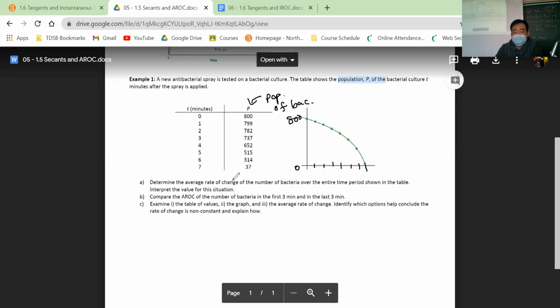Determine the average rate of change of the number of bacteria over the entire time period shown in the table below. The average rate of change, AROC, I want to know how quickly the population drops. That's another fancy way of saying, what's the slope? So over the entire time period means from 0 minutes to 7 minutes, what is my rate of change?